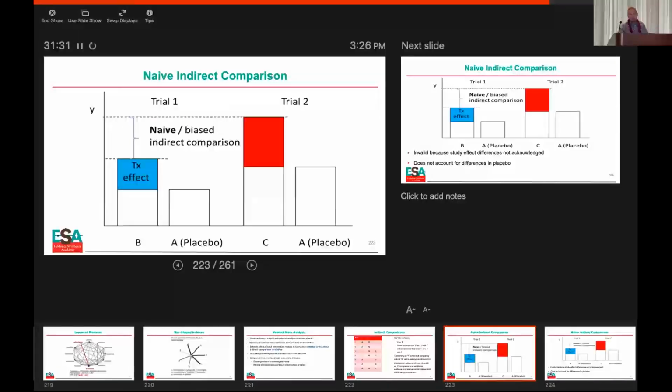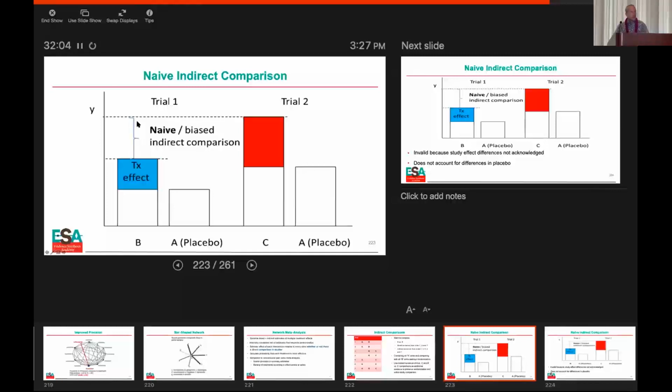So let me give you an example here. Let's say we have trial 1, and trial 1 compared A with B, and A is the placebo and B is the treatment. And the blue area indicates the treatment effect, the difference between A and B. And then I have trial 2, and I compare A with C, and red is the treatment effect. So if I now take the difference between the C arm in trial 2 and the B arm in trial 1, I get this difference here.